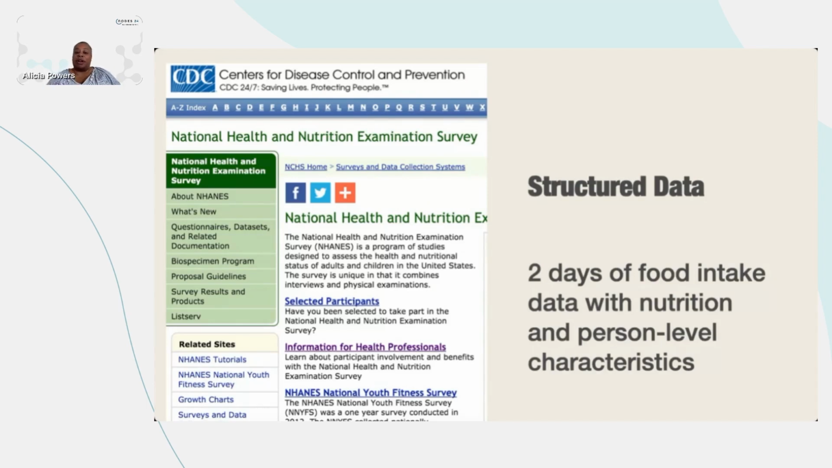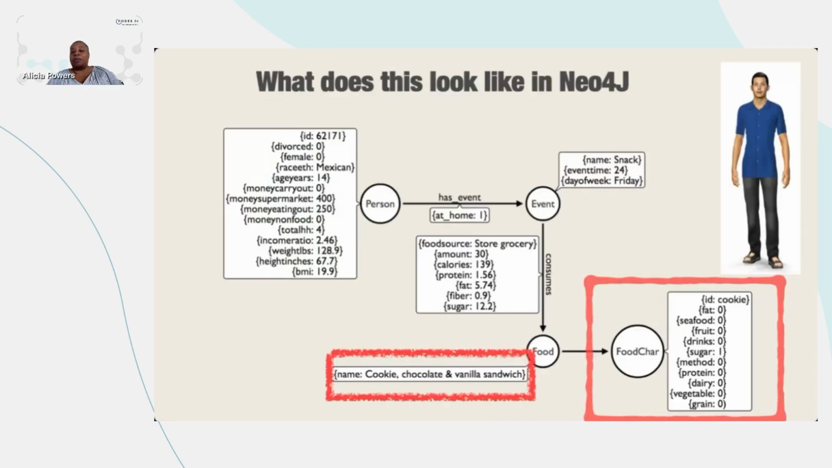So I'm starting with structured data. The Center for Disease Control does a survey of the health and nutrition of American citizens. It takes 2 days of food intake data, and so you have nutrition with all the data that you get, plus some personal level characteristics. So from that data, I derived this schema.